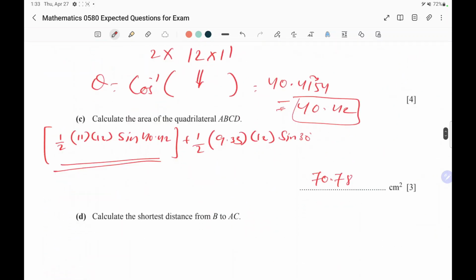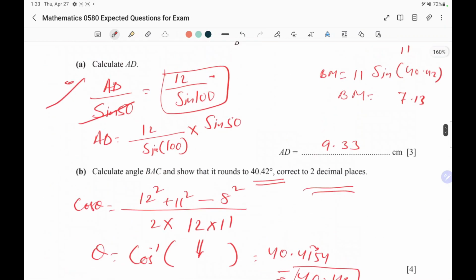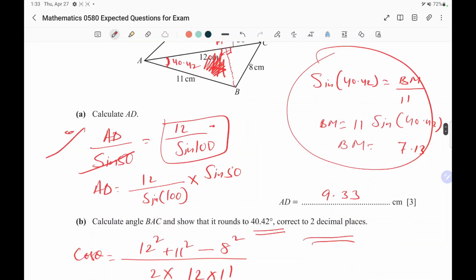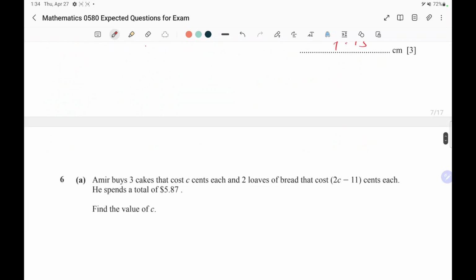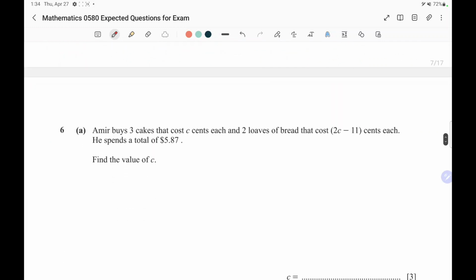Which is 7.13, right? Of course you have to show this calculation over here. I have already shown it over there. 7.13.